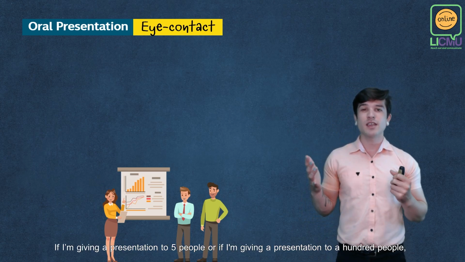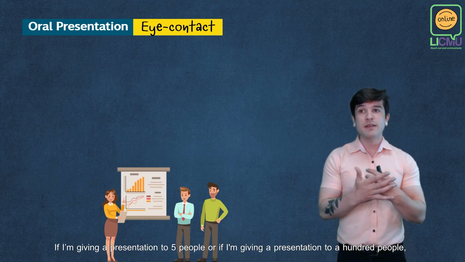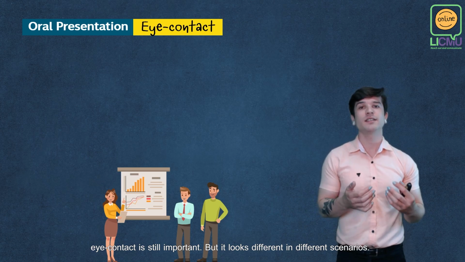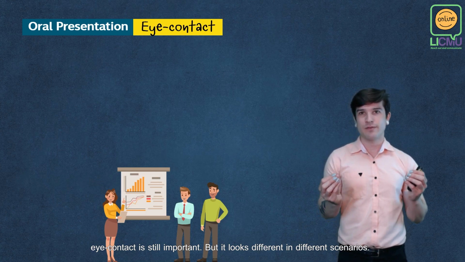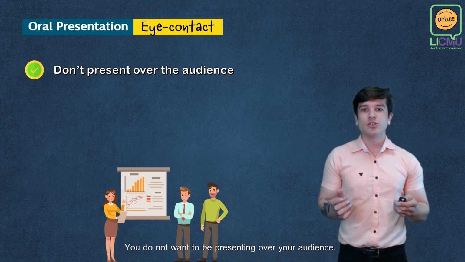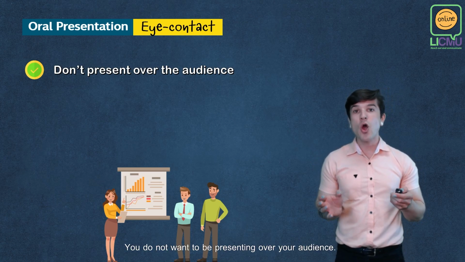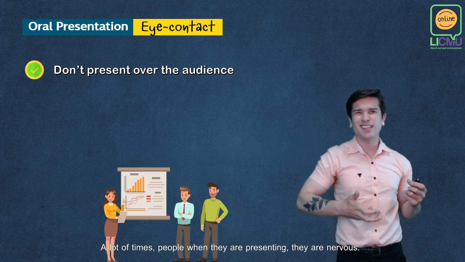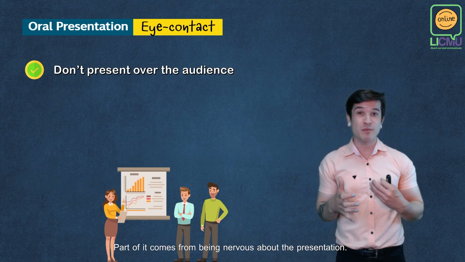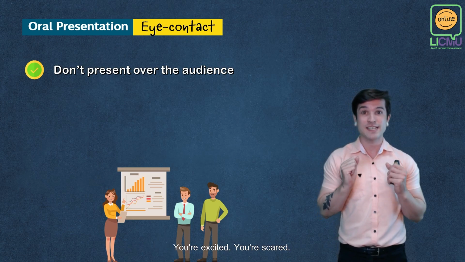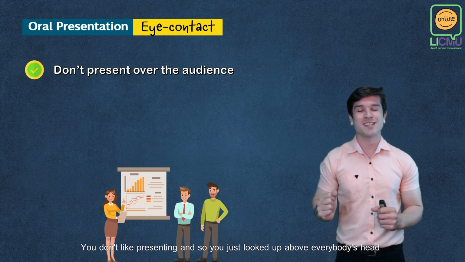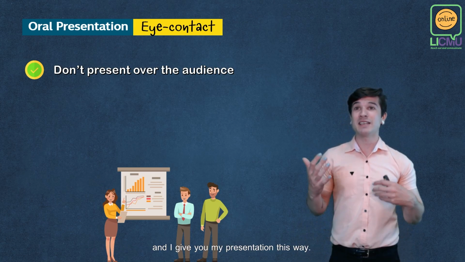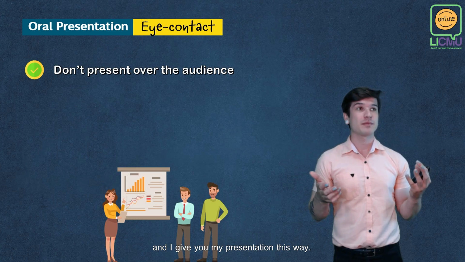If I'm giving a presentation to 5 people, or if I'm giving a presentation to 100 people, eye contact is still important, but it looks different in different scenarios. You do not want to be presenting over your audience. A lot of times people, when they are presenting, they are nervous. Part of it comes from being nervous about the presentation. You're excited, you're scared, you don't like presenting, and so you just look up above everybody's head, and I give you my presentation this way.